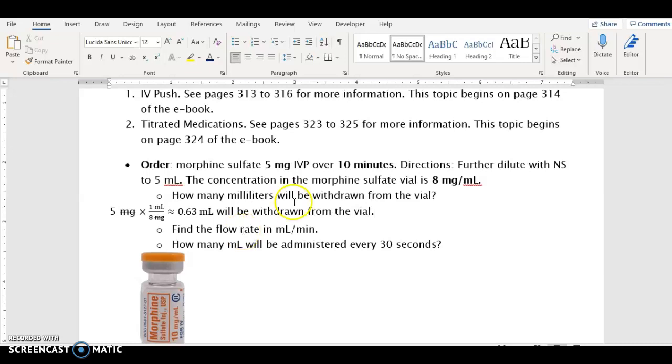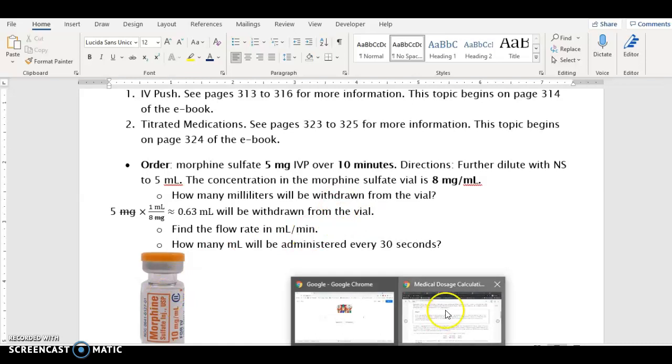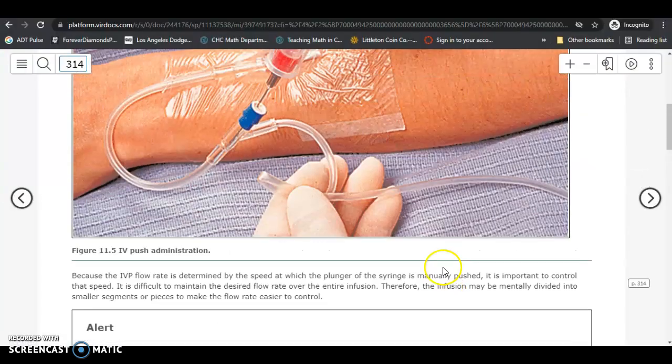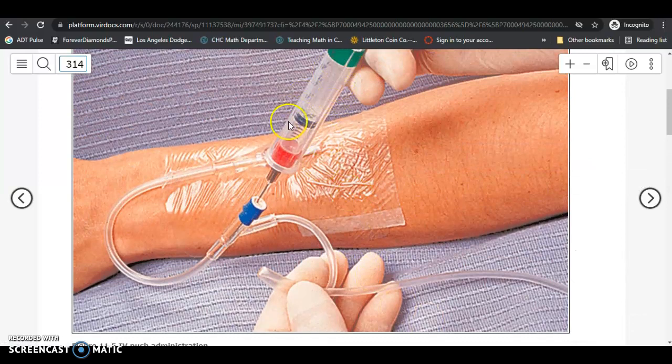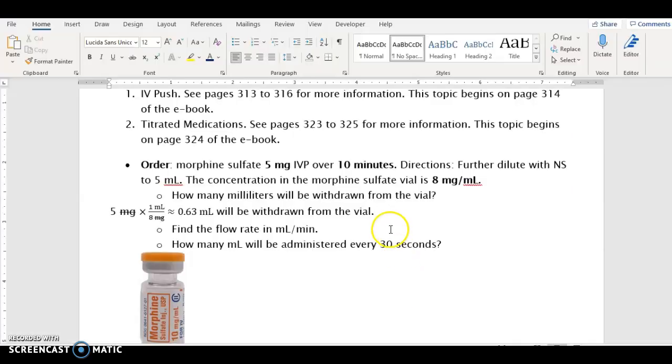Once we withdraw the medication from the vial, it's going to go into a syringe, just like you see here. This would be a typical syringe you might use in an IV push application. Once we withdraw the amount from the vial, we're going to dilute the medication to 5 milliliters with normal saline.